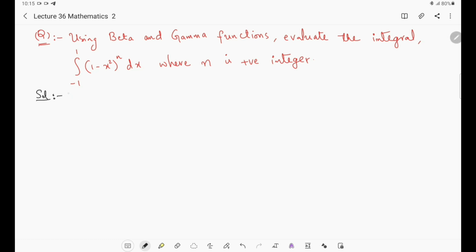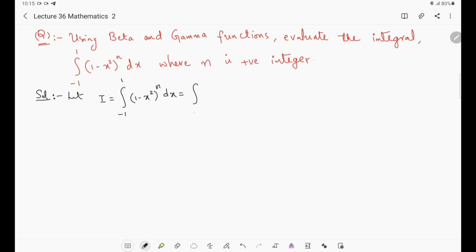So I will consider the given integral as, let I equal to, I am denoting the integral by I, integral from minus 1 to 1 of (1 minus x square) dx, right? This is just the notation. So whenever in this problem I write I, you have to understand that it means the given integral, 1 minus x square, whole power n.